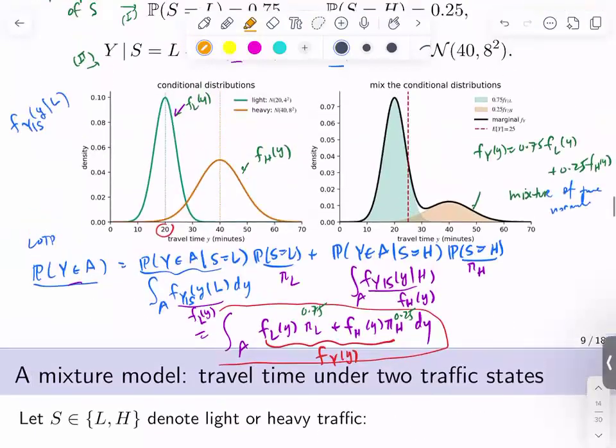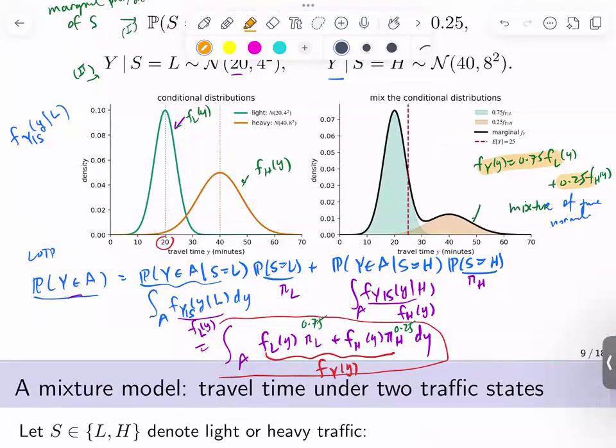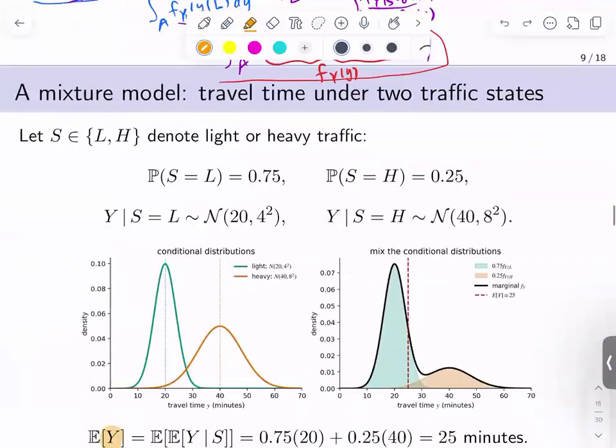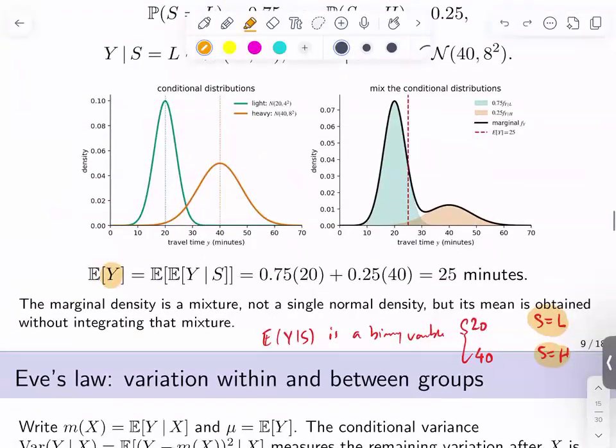I could have done this calculation, and you could have written it down as a mixture of two normal densities and then tried to integrate it. That would be complicated, but this is easy. Intuitively, you average under this state and you average under this state, and then you take a weighted average of the values based on the masses. This contains 75% of the mass. This contains 25% of the mass.